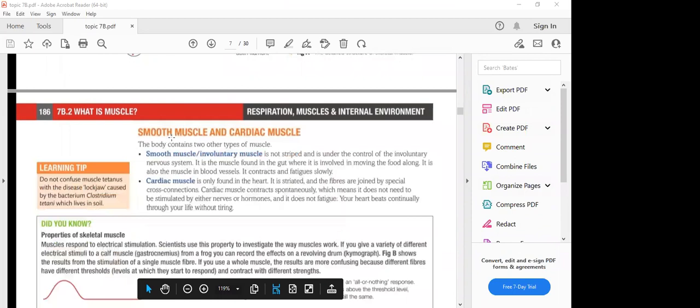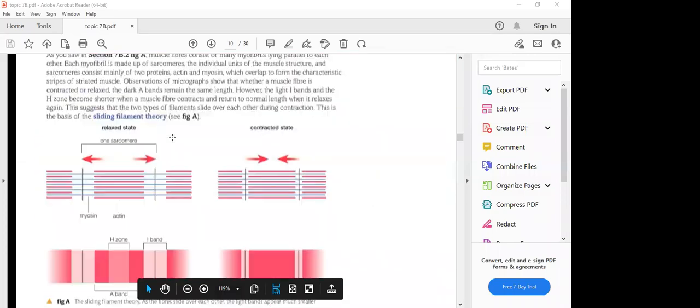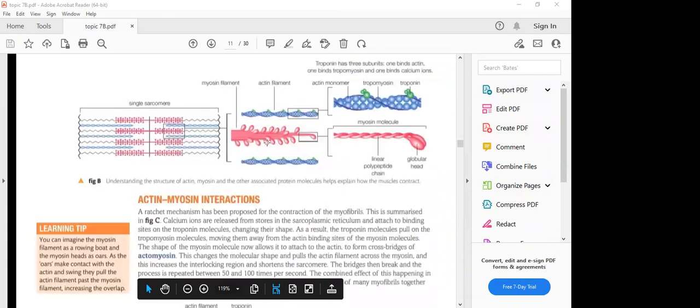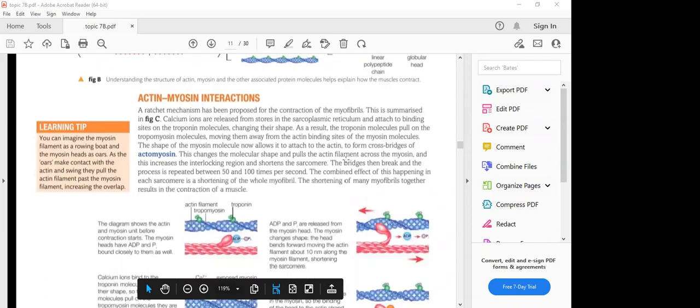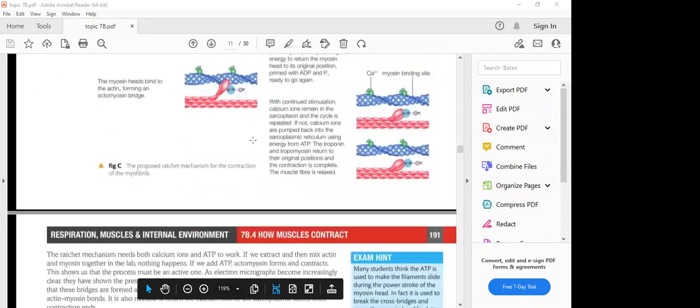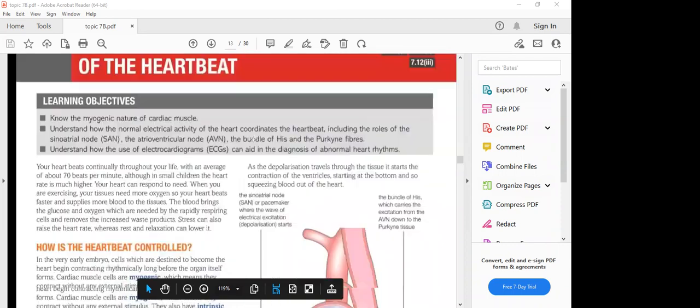Types of skeletal muscles, slow twitch, yes, we did it. How does the muscle contract? That's what we did. Yes, it is all written. Now you will get each and everything. Globular head, linear polypeptide chain, meaning heavy myosin, light myosin, actin-myosin interaction, right? This was the sliding filament theory.